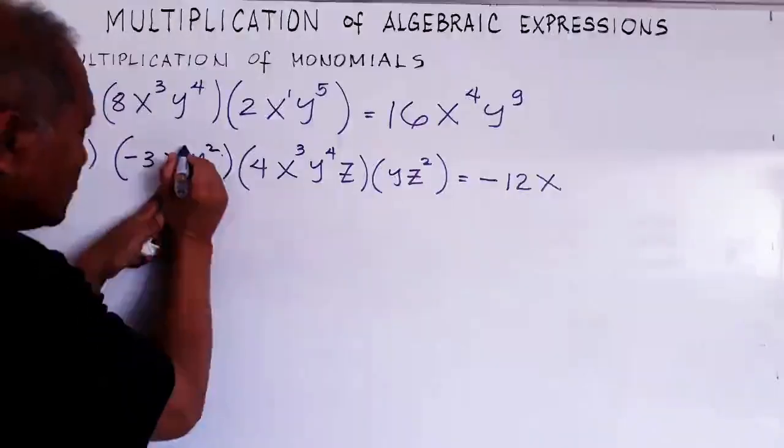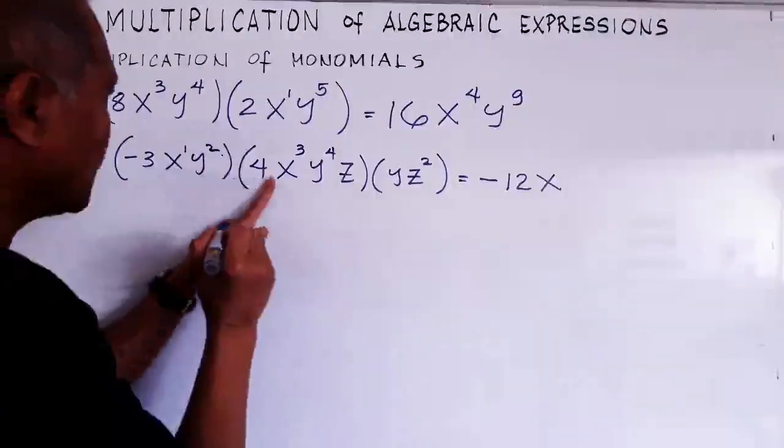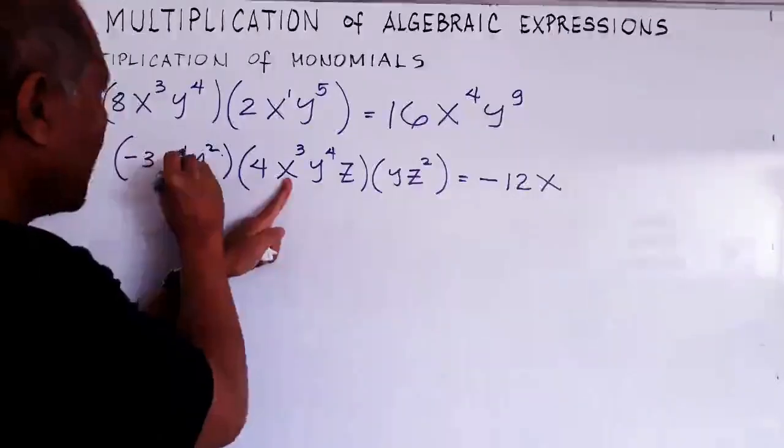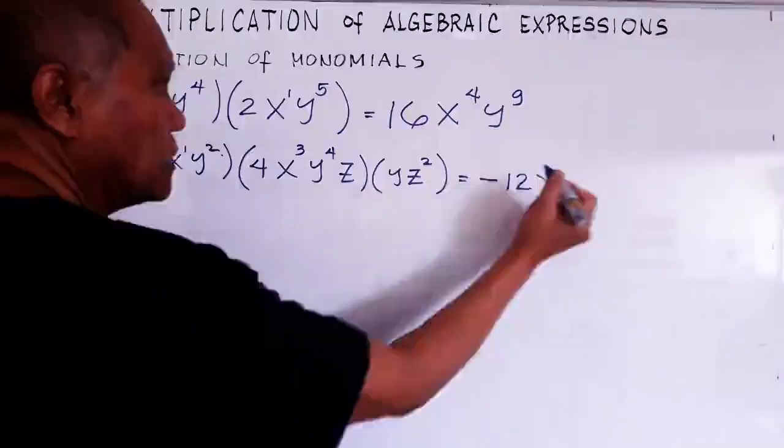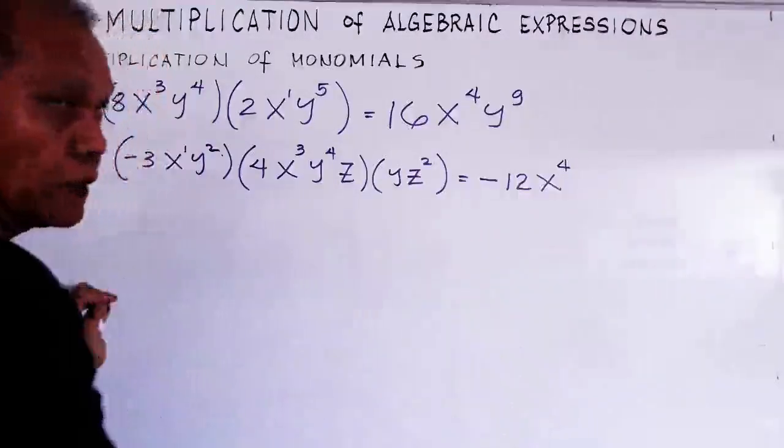Now, this is 1. Okay. Then find another X here. We have 1 plus 3 is 4. Do you have an X here? No. So that is X to the 4th.